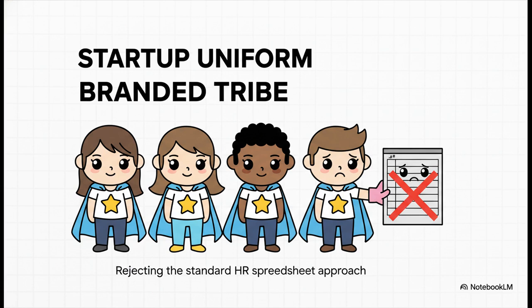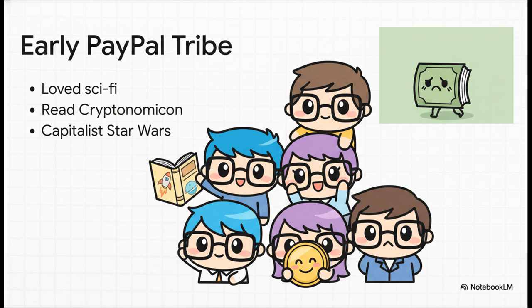Everyone at your company should be wildly different from the outside world, but different in exactly the same way as each other, fiercely devoted to your unique mission. The early PayPal team is just a perfect example of this. Co-founder Max Levchin made sure his team was as personally similar as possible.